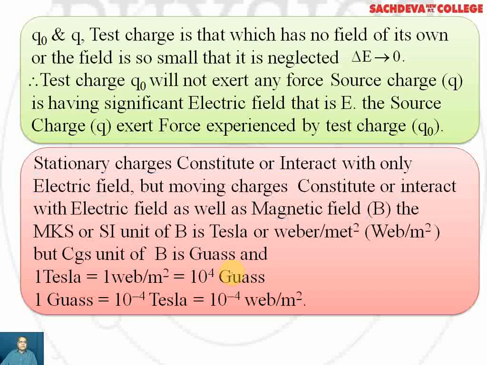Magnetic fields are represented by B, electric fields are represented by E, and the MKS or SI unit of B is Tesla or Weber per meter square. 1 Tesla and 1 Weber per meter square are numerically the same, but the CGS unit of magnetic field B is Gauss. 1 Tesla is equal to 1 Weber per meter square, which equals 10 to the power 4 Gauss. So if we take the inverse, 1 Gauss will be equal to 10 to the power minus 4 Tesla.